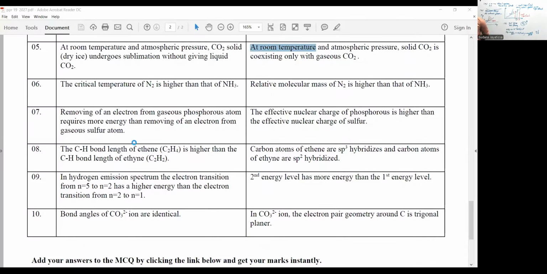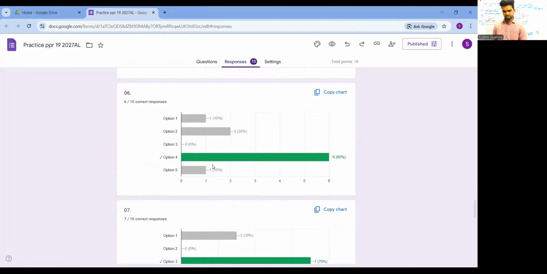Look at the second statement. Relative molecular mass of N2 is higher than that of ammonia. That is true. For relative molecular mass, N2 has 2 nitrogen atoms, so 14 times 2, 28. But ammonia's relative molecular mass is just 17, 14 plus 3. That is true, but it is not relevant. Anyway, the first statement is wrong. So the answer is 4. Let's see how many of you got answer 4 for the sixth question. Yes, very good.